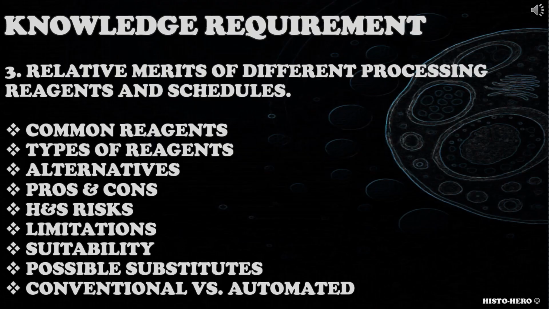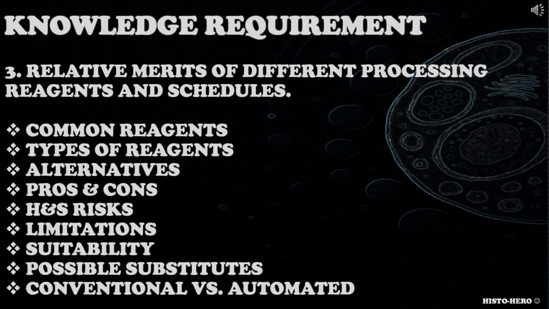The third knowledge requirement is for you to know relative merits of different processing reagents and schedules. What reagents do you use during the processing in your lab, and why? What do these reagents do during the processing schedule? What are the risks and hazards associated with those reagents? What are their limitations? Do those processing reagents differ in different processing schedules? Do processing reagents differ between the old-school conventional, new generation rapid automated processors and microwave-assisted processors? If so, why and how do they differ?